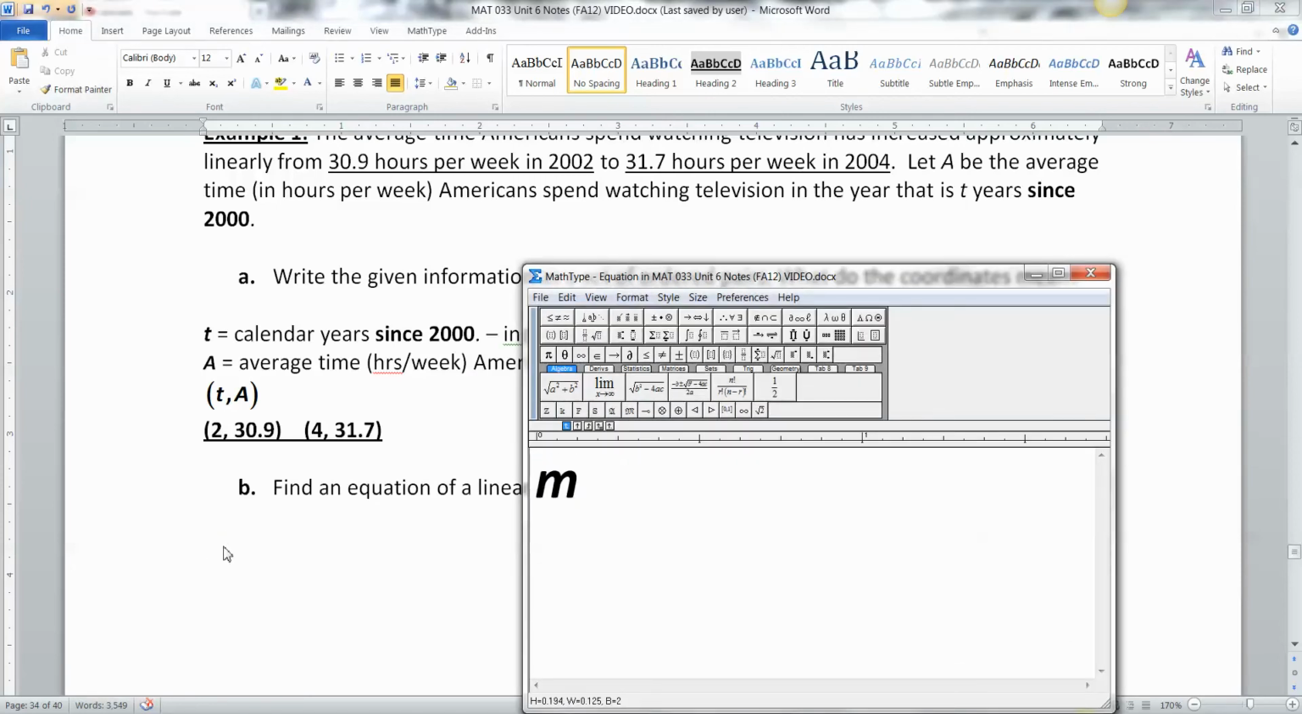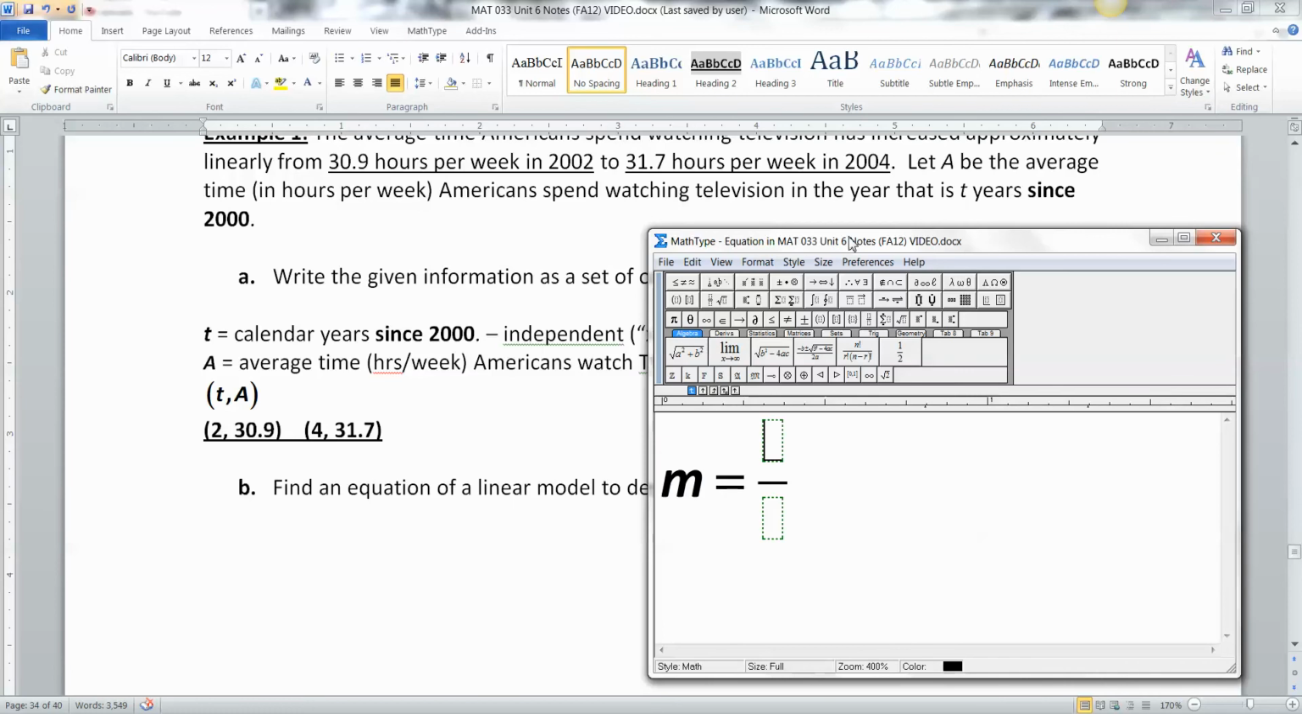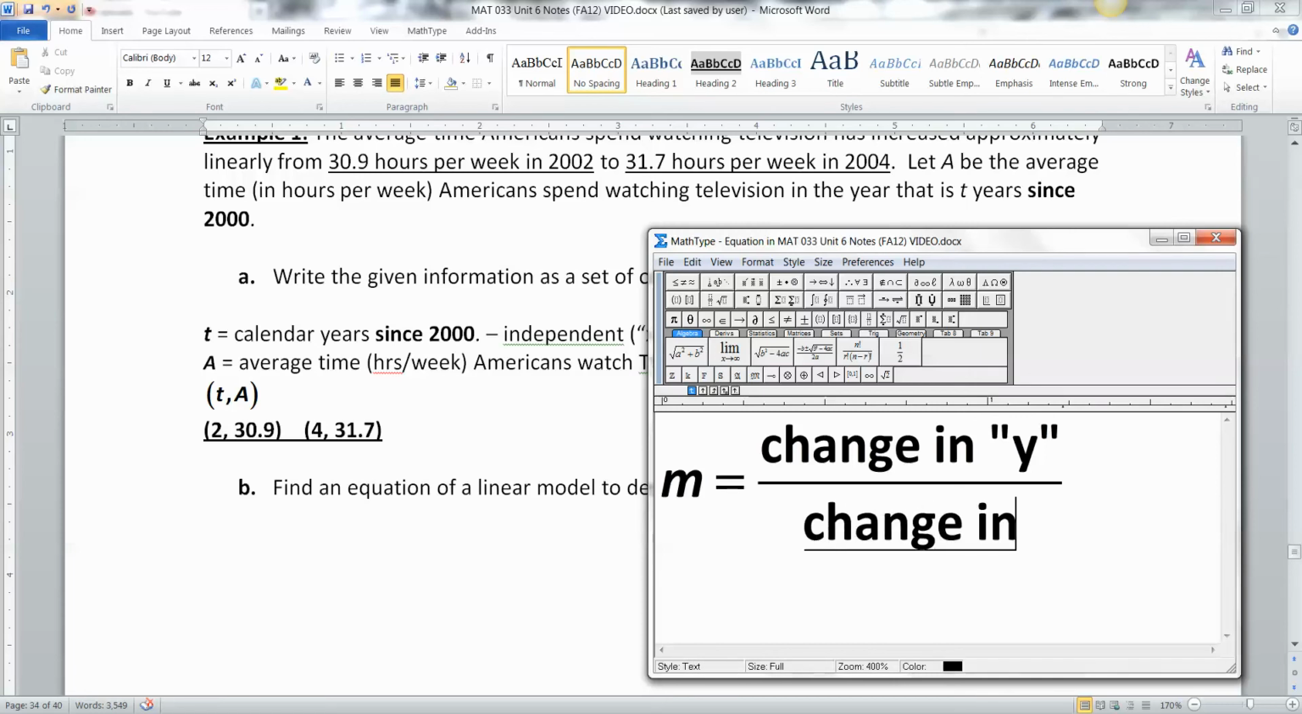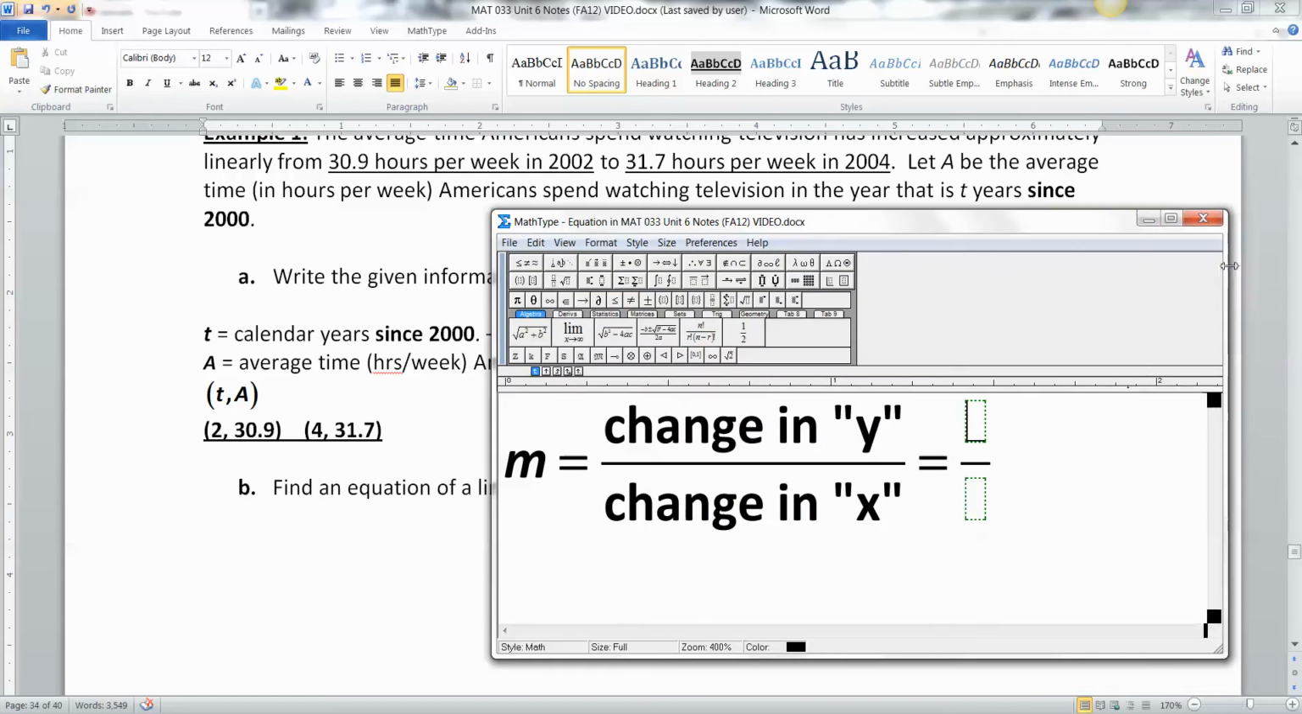Okay, so remember how slope is the change in the y variable over the change in the x variable, right? So it's change in y over change in x. Now, why am I putting them in quotes?